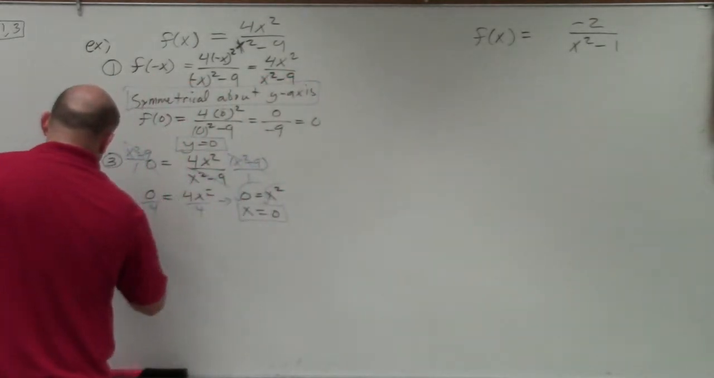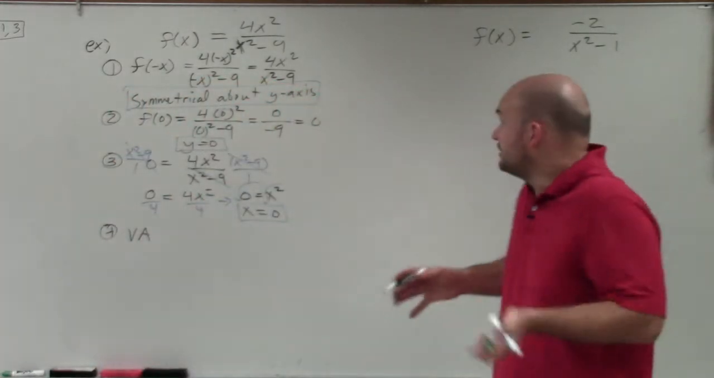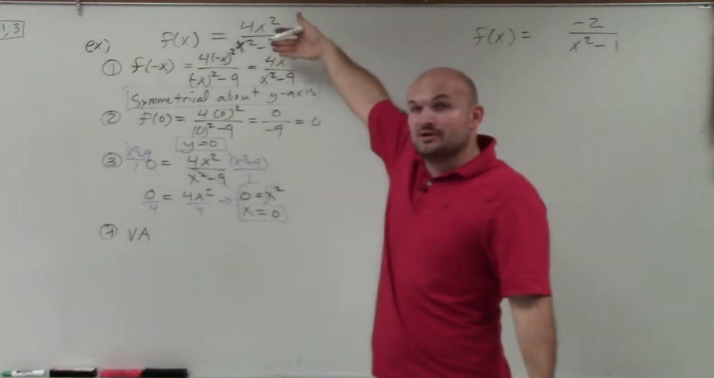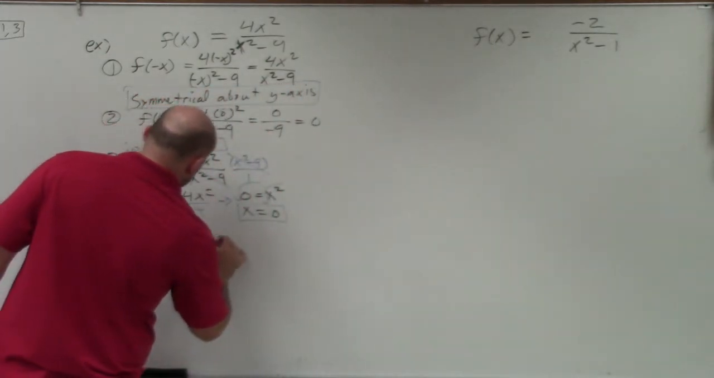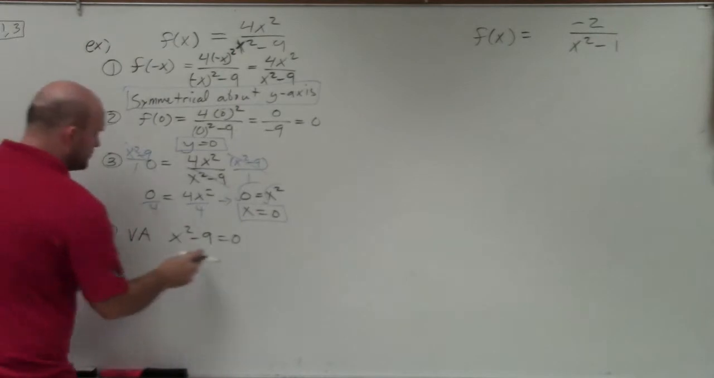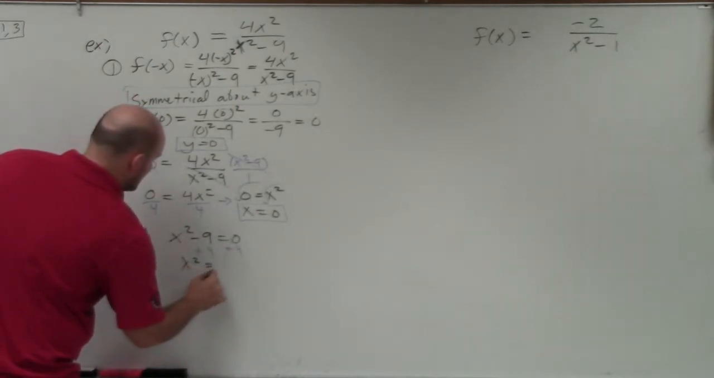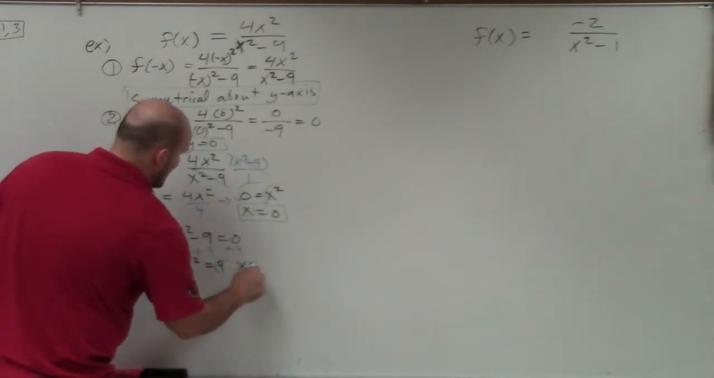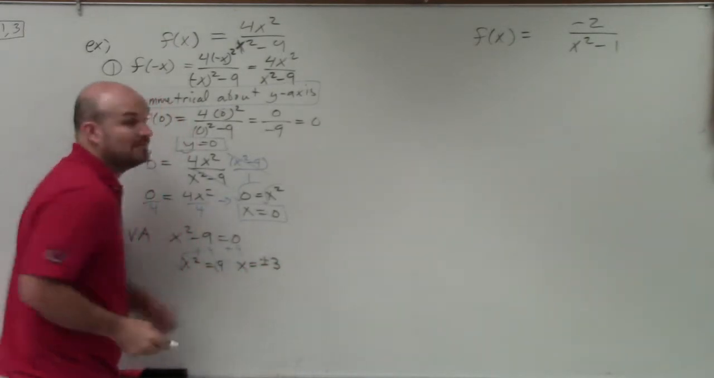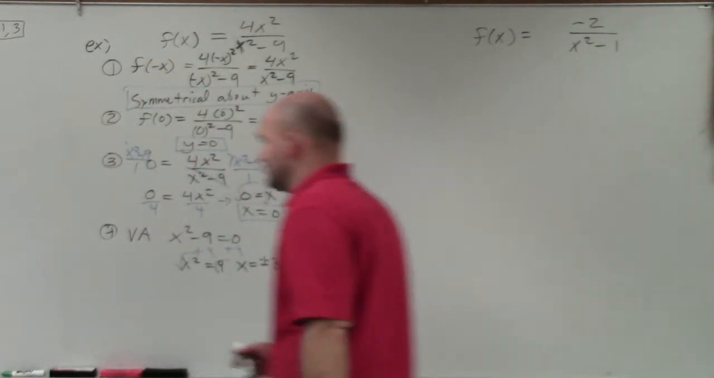So step number 4, vertical asymptotes. Remember, the vertical asymptotes occur basically when the denominator equals 0. So we go back to our denominator and set it equal to 0. So I say x squared minus 9 equals 0. Now I just go ahead and solve. I add 9 to both sides. I'm left with x squared equals 9. Take the square root, x equals plus or minus 3. Remember, when you're introducing the square root to solve, you have to take the positive and the negative values.